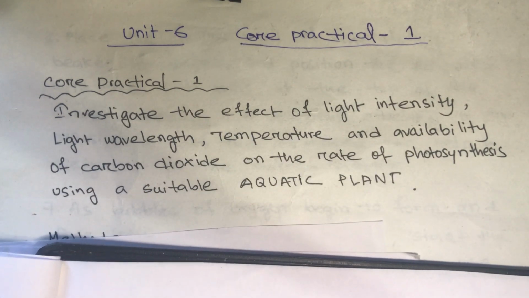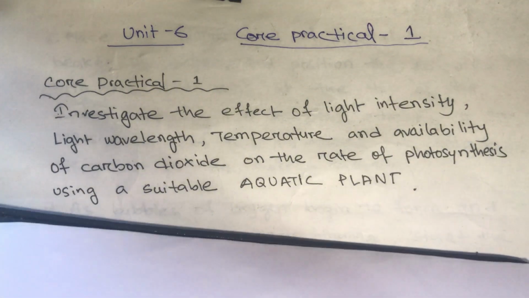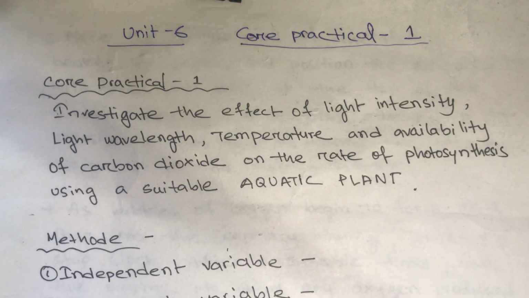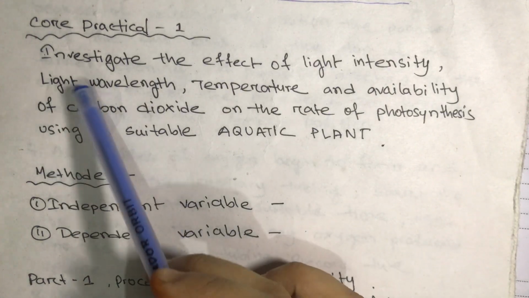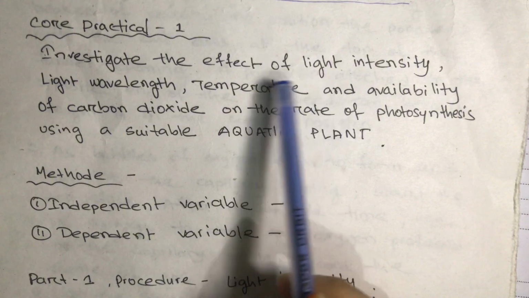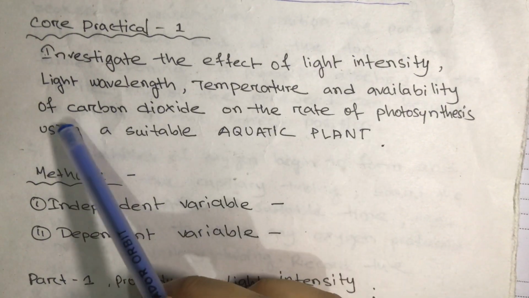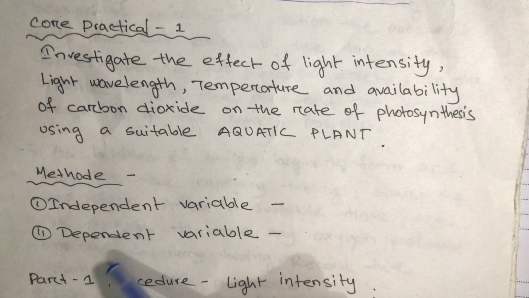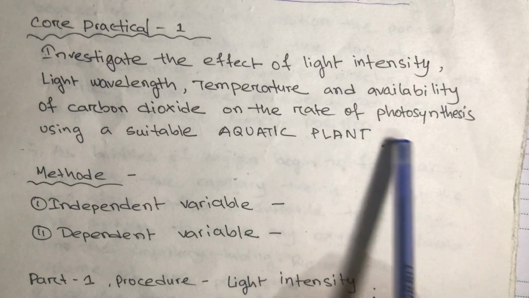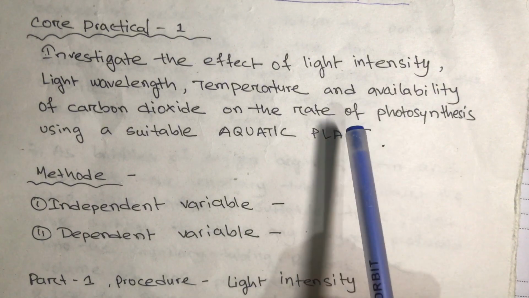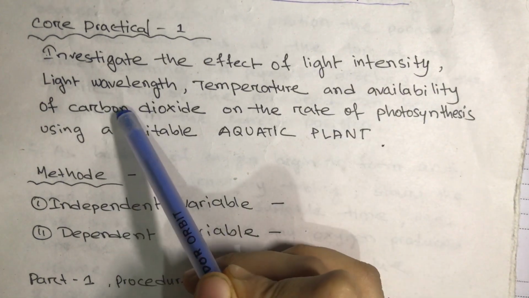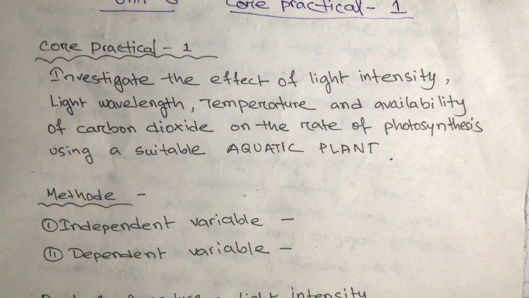Before starting, I just want to make you understand the whole procedure first, and then I'll be giving the notes. Here the independent variables are light wavelength, light intensity, temperature, and availability of carbon dioxide, whereas the dependent variable is the rate of photosynthesis. In today's video we will be learning about only light intensity and light wavelength. Okay, so let's get started.